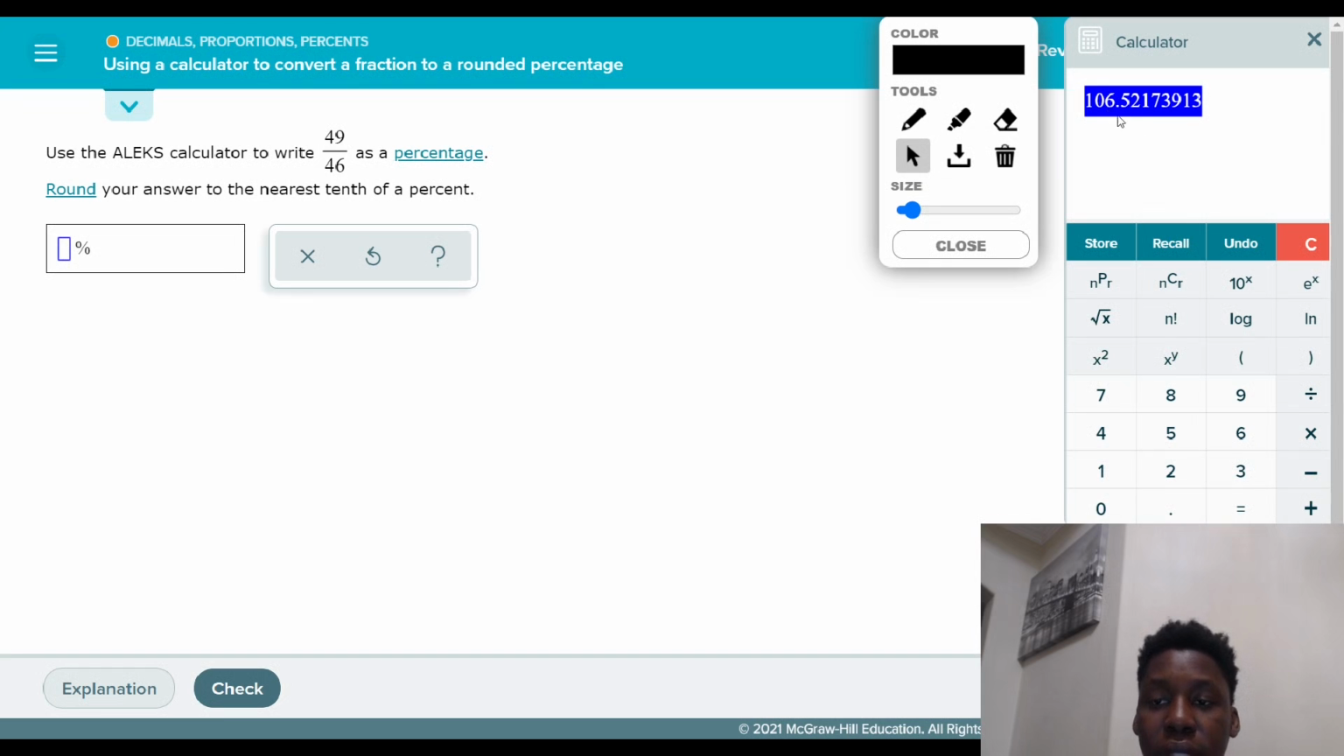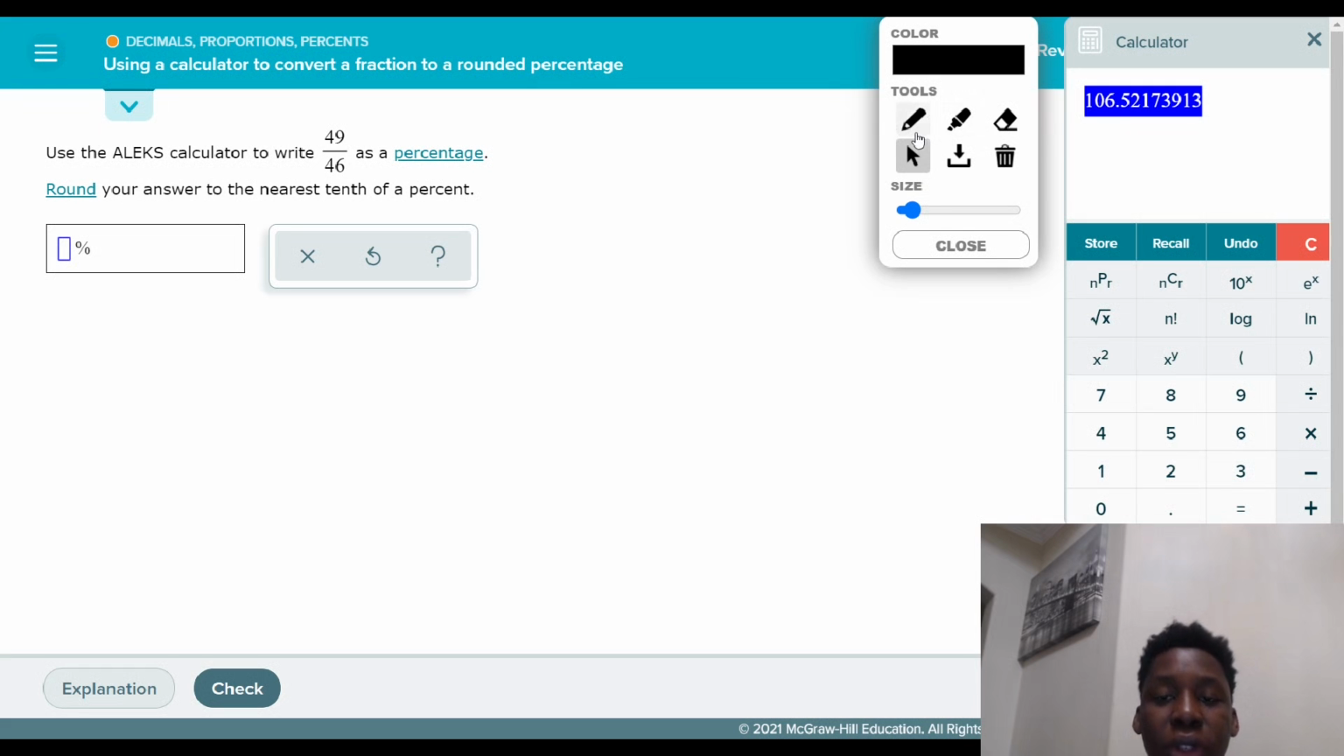So this is 106.521. This is the percentage we get after working with the fraction, which is 106.52. We're asked to round our answer to the nearest tenth of a percent.